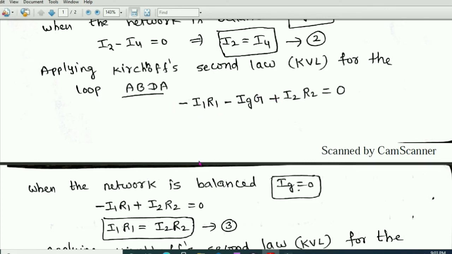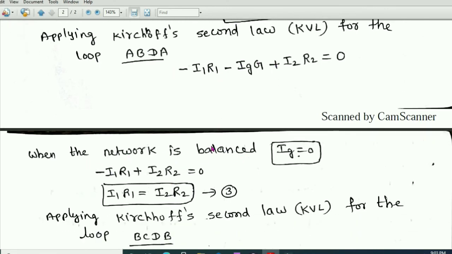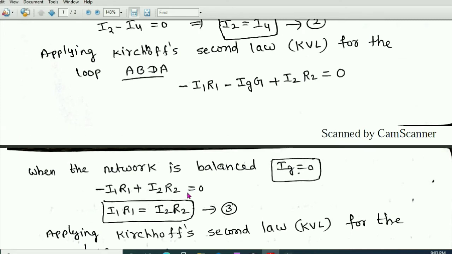Now, when the network is balanced, the current through the galvanometer is 0. When the current through the galvanometer IG is 0, in this equation, if you take IG as 0, then it gives minus I1 R1 plus I2 R2 is equal to 0. Then if you take this minus I1 R1 to that side, it becomes positive. So the equation gives I1 R1 is equal to I2 R2. Let it be equation number 3. This equation we got by applying Kirchhoff's second law for the loop ABDA.